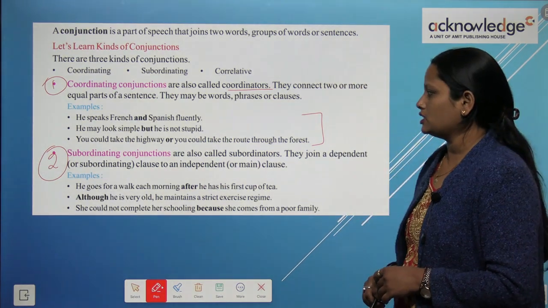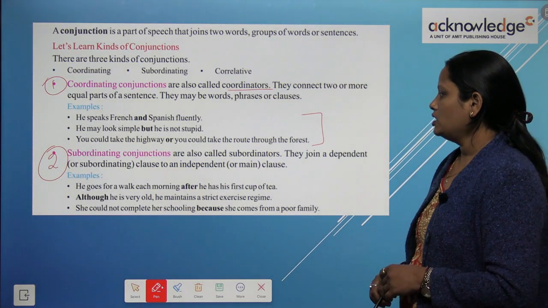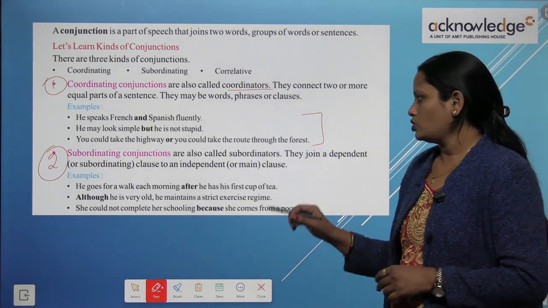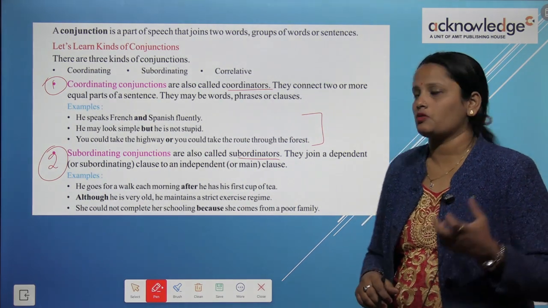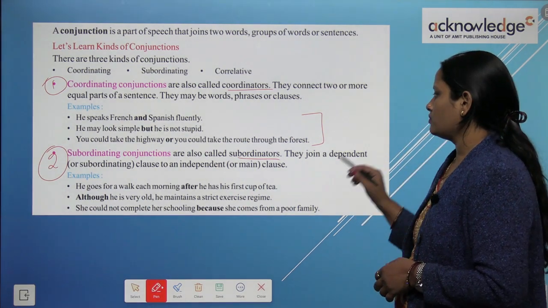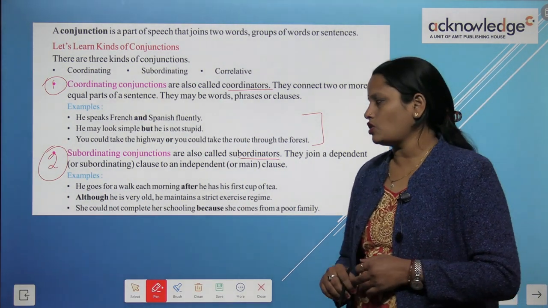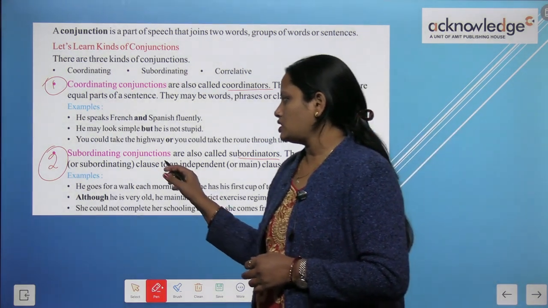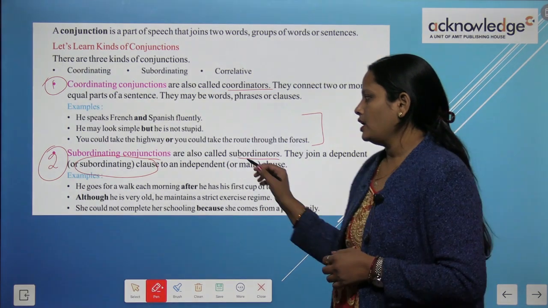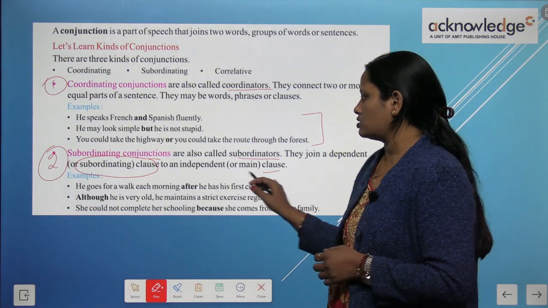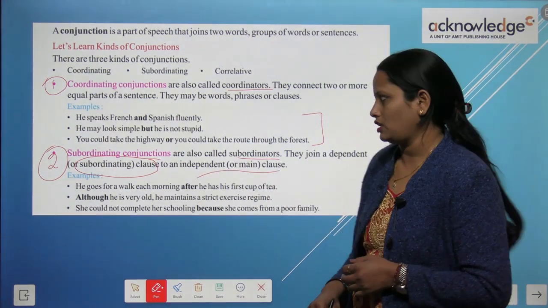Subordinating conjunctions are also called subordinators. So we can call them subordinators too. We called the earlier ones coordinators, and now we can call these subordinators. They join the dependent or subordinate clause to the independent clause, that is, they join it to the main clause.